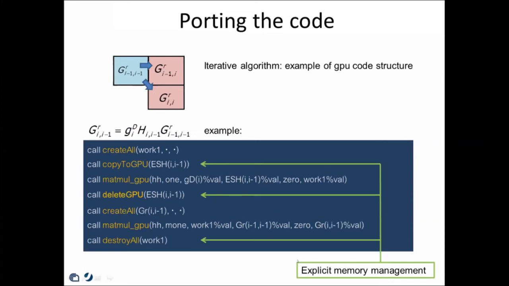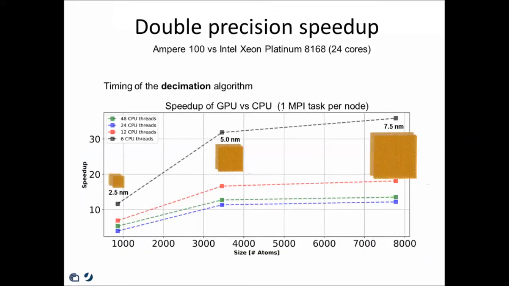And so on and so forth. So we have an explicit memory management. So in this way, we ported completely the library, all the features, basically the entire library, to double precision. At the moment, the single precision still has some small issues, but we are working on that.